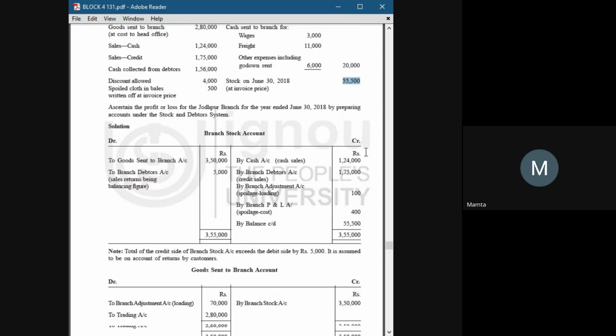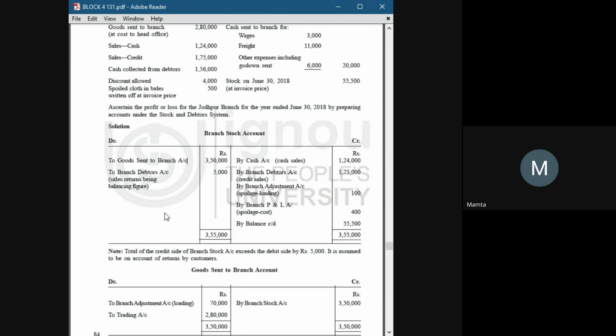So we will prepare the first account out of this information. Branch stock account. Remember this: this account is related to the stocks only. And remember one more thing. If stock is increasing in your branch, then it will go directly to the debit side. If stock is decreasing from the branch, then it will go to the credit side.